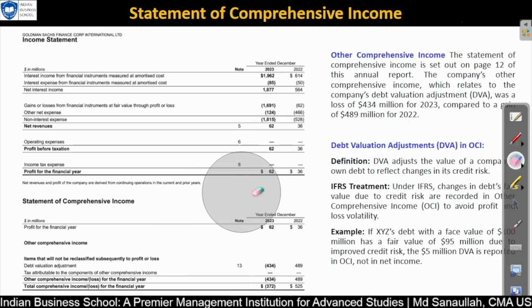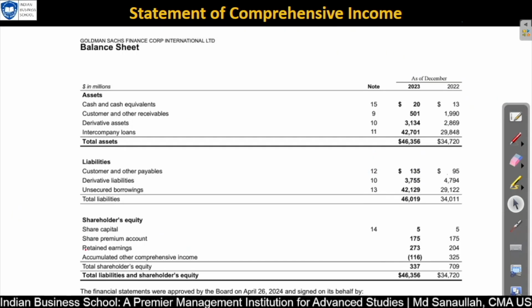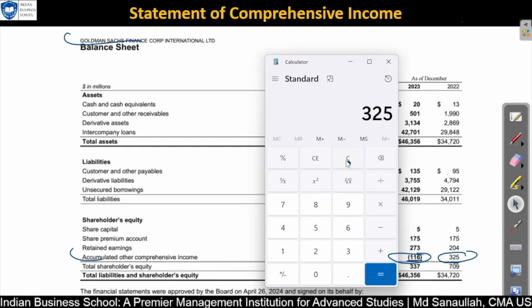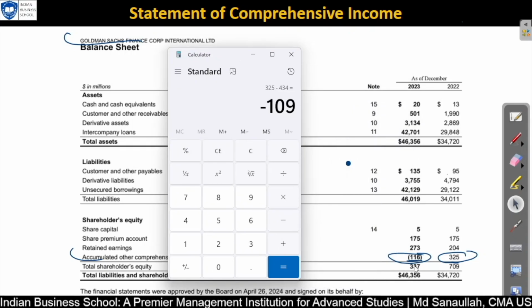So now we are learning about the statement of comprehensive income, so we should stick to that. And their balance sheet I have just pasted here for the same company, Goldman Sachs. They have accumulated OCI, you can see. This is what they were having earlier, which they have adjusted, and now it is showing 116. So let me see it from the previous point of view. They are having 434 as a minus, 325 minus 434, so 109 is coming. They are mentioning 16. There is some $7 million difference.